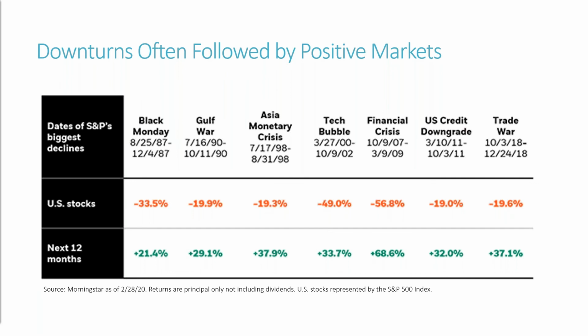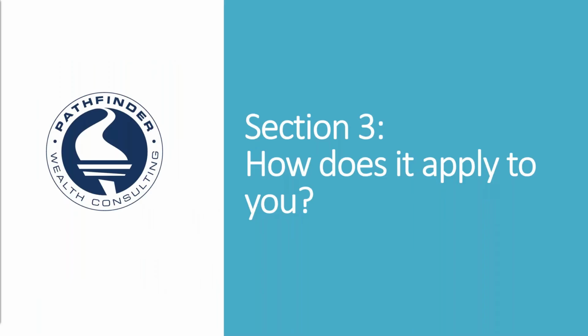So the financial crisis, the stock market from peak to trough in the Great Recession dropped about 56%. The next 12 months, it was up 68%. That didn't get us back to even, because you remember, if we drop 50%, we have to earn 100% to get back to even. But those are certainly returns that you don't want to miss out on. And trying to time that is just very difficult, if not impossible, to do.